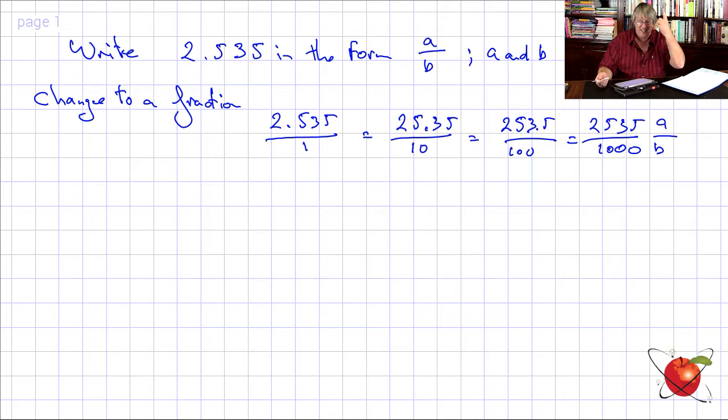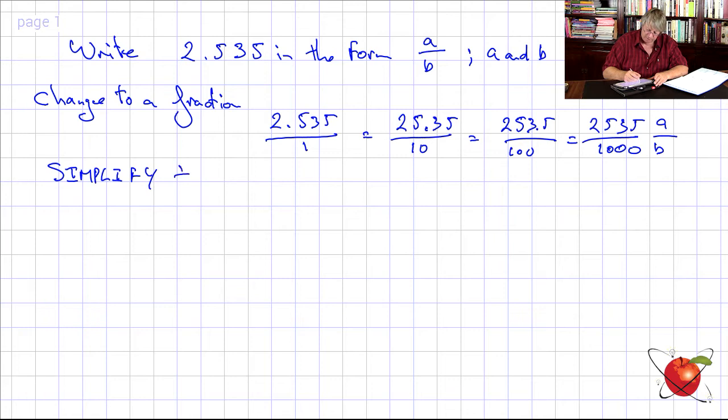Well, that's cool, except for one thing. Always look to simplify. Okay? Always look to simplify. You can see that 2535 ends in a 5, that ends in a 0, which means 5 divides into there. So we're going to then divide top and bottom by 5. You're going to end up with 507 over 200.